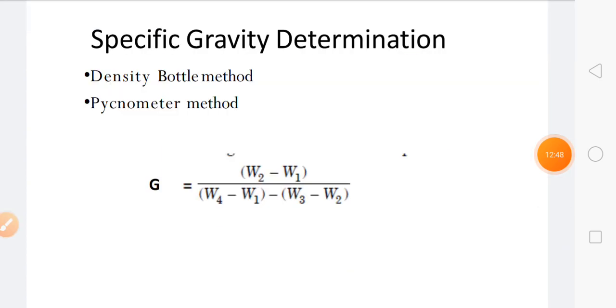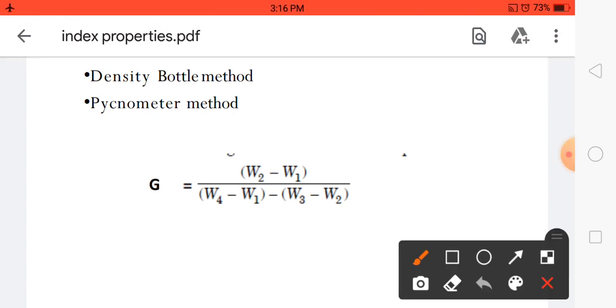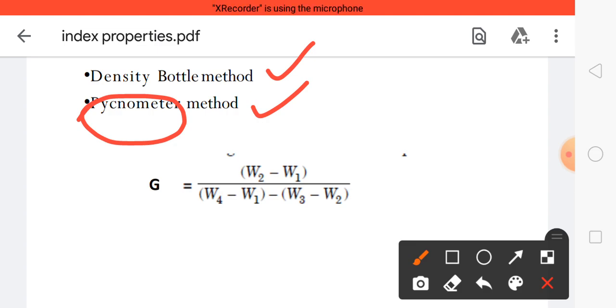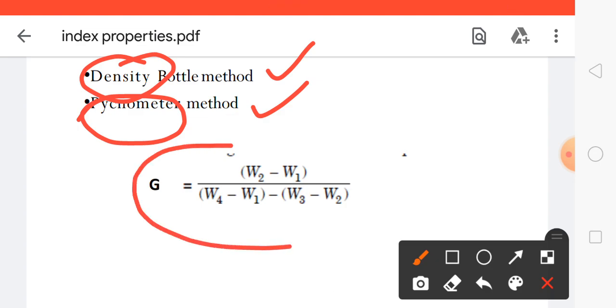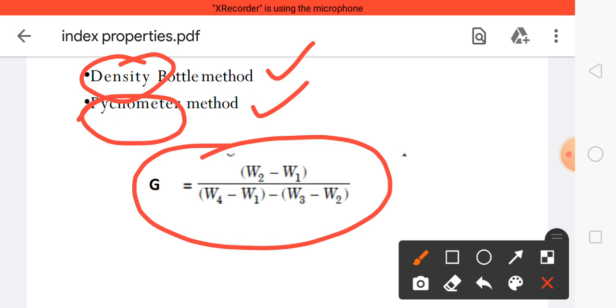Okay, next test is the specific gravity test. The specific gravity test is conducted with the help of a pycnometer or by using a density bottle. For coarse grain soil we use a pycnometer and for fine grain soil we use a density bottle. Clear? And this is the formula to determine the specific gravity. The procedure is the same in both methods, and even the equation is the same here.